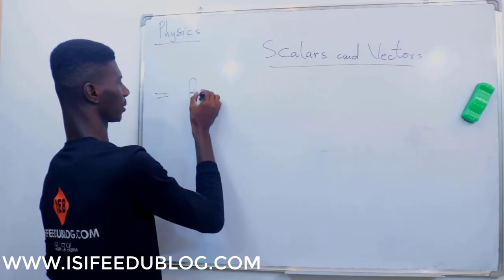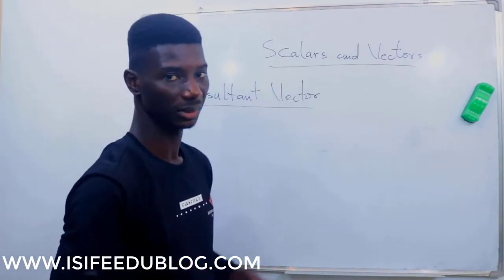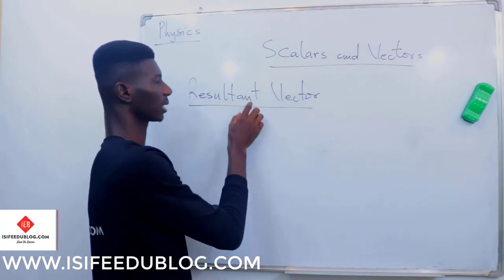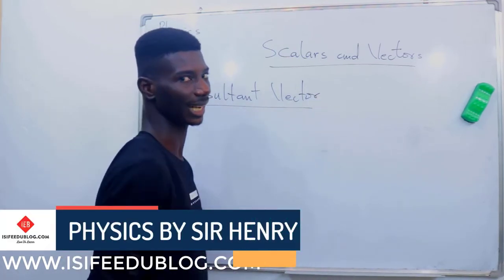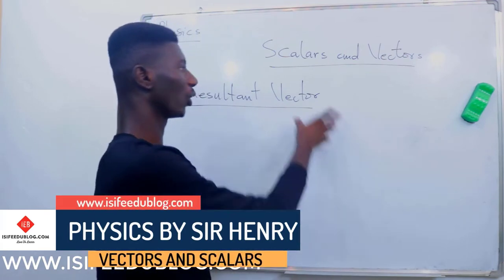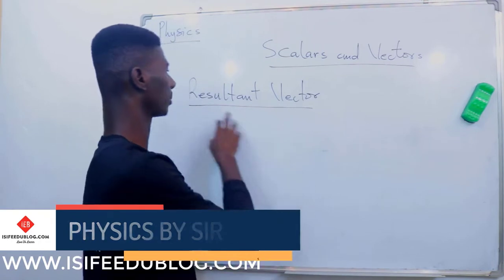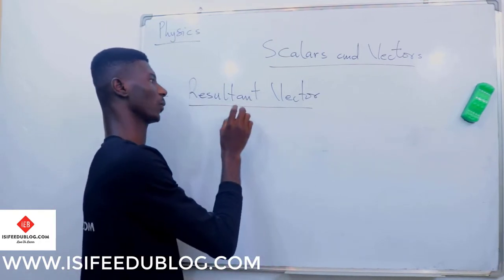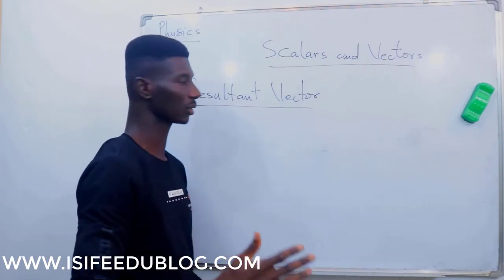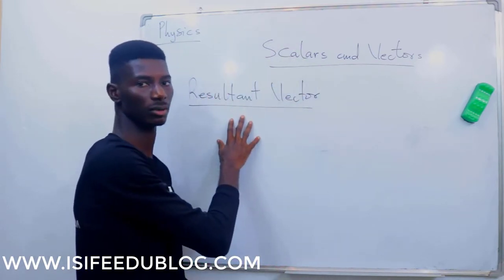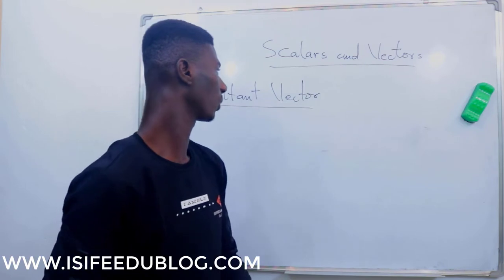Resultant vector. From the name resultant, the last thing, the outcome of anything you are doing under vector. Anything they are asking you under vector is all about the resultant. So be very, very careful with this. Even the calculation aspect of vector, anything they are asking you about vector is all about the resultant. Okay, so now let's go.